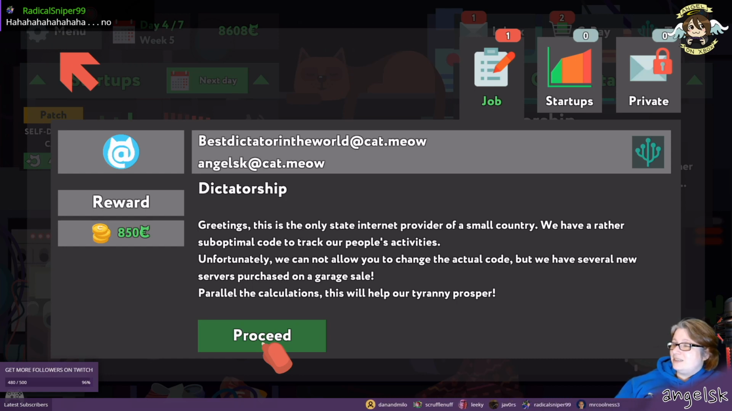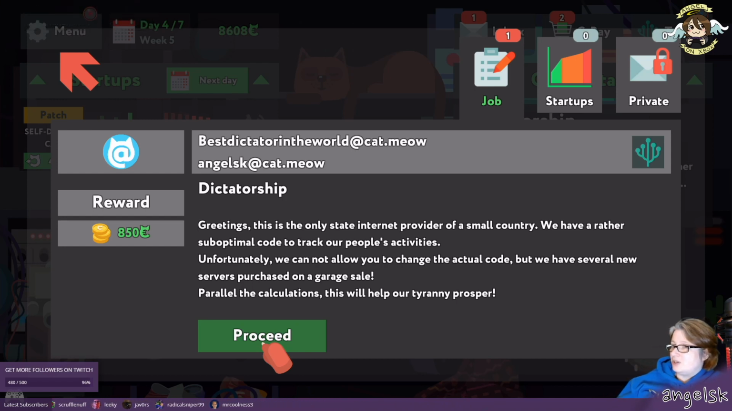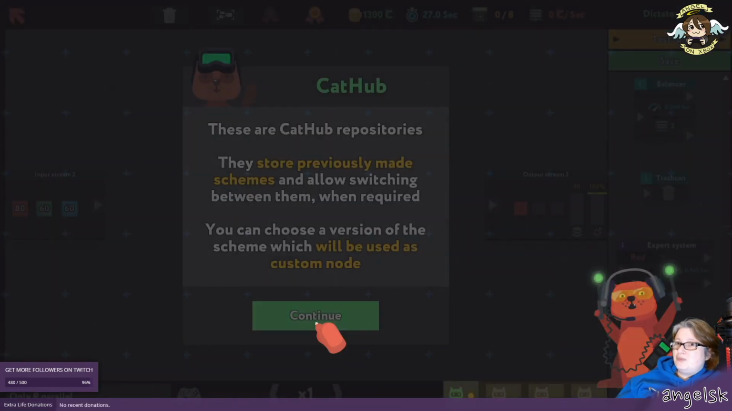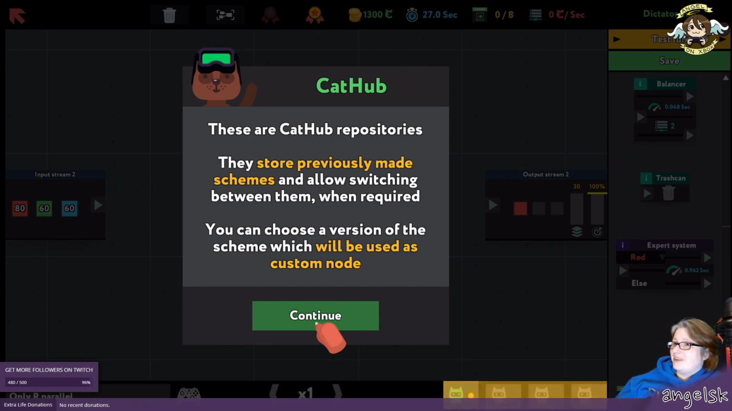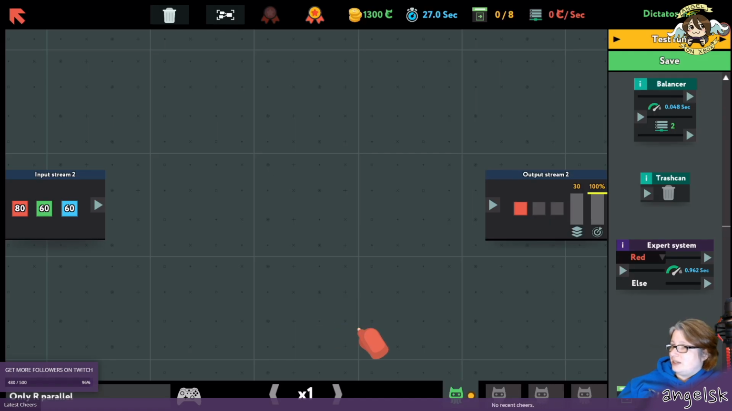Right. Dictatorship. Greetings. This is the only state internet provider of a small country. We have a rather suboptimal code to track our people's activities. Fortunately, we cannot allow you to change the actual code, but we have several new servers purchased on a garage sale. Parallel the calculations. This will help our tyranny prosper. Okay, these are cat hub repositories. They store previously made schemes and are switching between them when required. You can use a version of the scheme which uses a custom node. Okay.